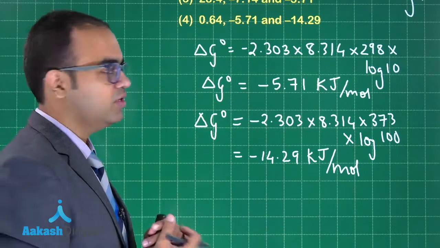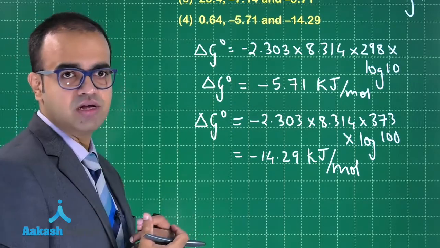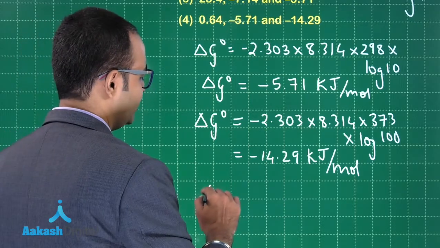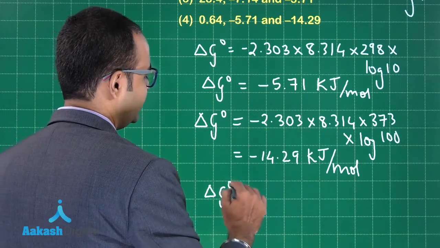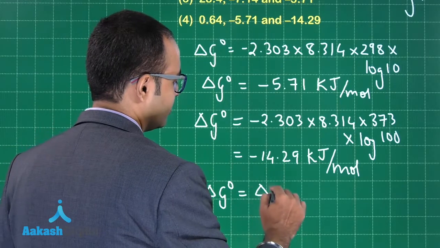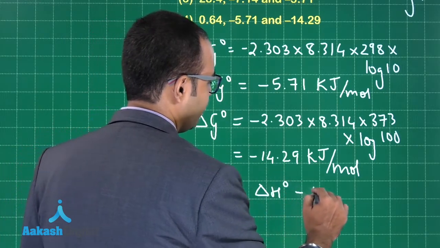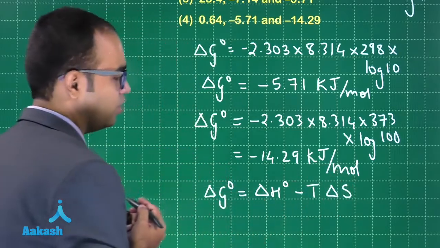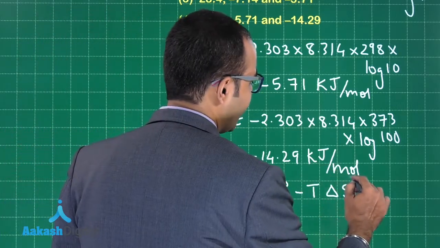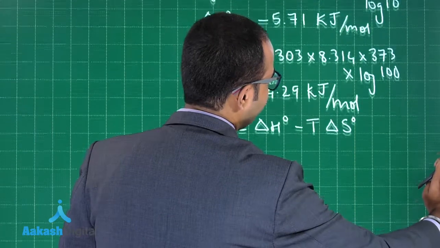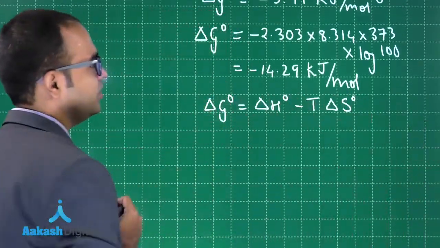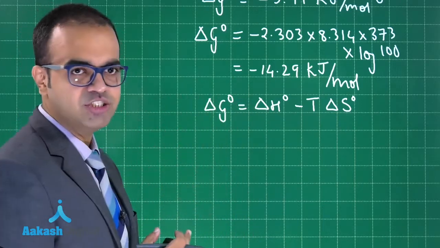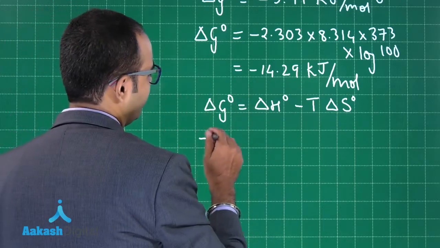Now what we have to do is find the value of del H. How will we go about finding the value of del H? We have a relation, that is del G naught is equal to del H naught minus T delta S. So we will substitute the values under both the conditions, and then we will be able to find out the value of del H naught.